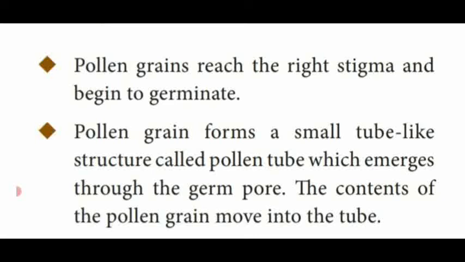Then the pollen grain forms a small tubular structure called the pollen tube, which emerges, means comes out, of the minute pore present in the exine, known as the germ pore. That we have also seen in the structure of a pollen grain. The outer surface of the pollen grain is thorny and has a minute pore or opening known as the germ pore. Through this germ pore only, the pollen tube emerges outside. The content of the pollen grain also moves into the pollen tube.